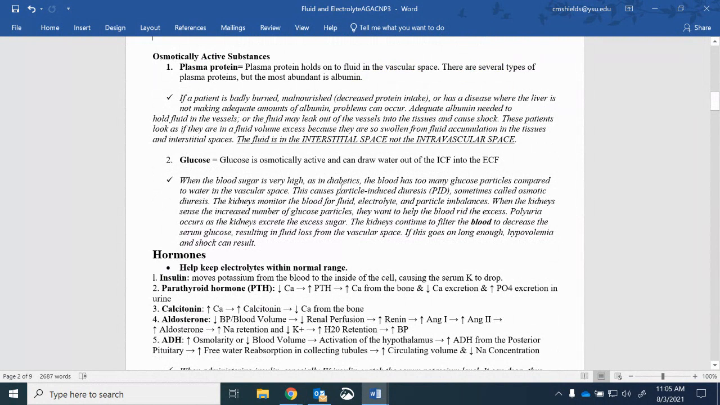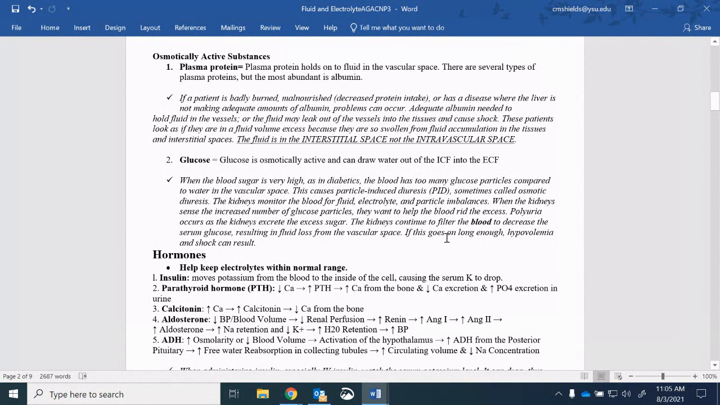When the blood sugar is very high, as in a diabetic, the blood has too many glucose particles compared to the water in the vascular space. This causes particle-induced diuresis, which is a symptom of hyperglycemia, sometimes called osmotic diuresis. The kidneys monitor the blood for fluid, electrolyte, and particle imbalance. When the kidneys sense the increased number of glucose particles, they want to help the blood rid the excess, so polyuria occurs as the kidneys are trying to excrete that excess sugar.